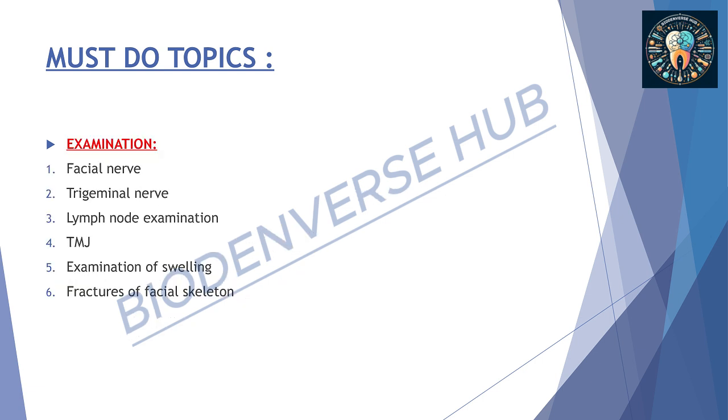Then a must-come station is examination. Examination is a very important part of your oral and maxillofacial surgery. Examination could be of the facial nerve, the trigeminal nerve, lymph node examination can come, and TMJ examination can also come. For examination of any kind of swelling or lesion, any pathological lesion, you could be asked to examine that.